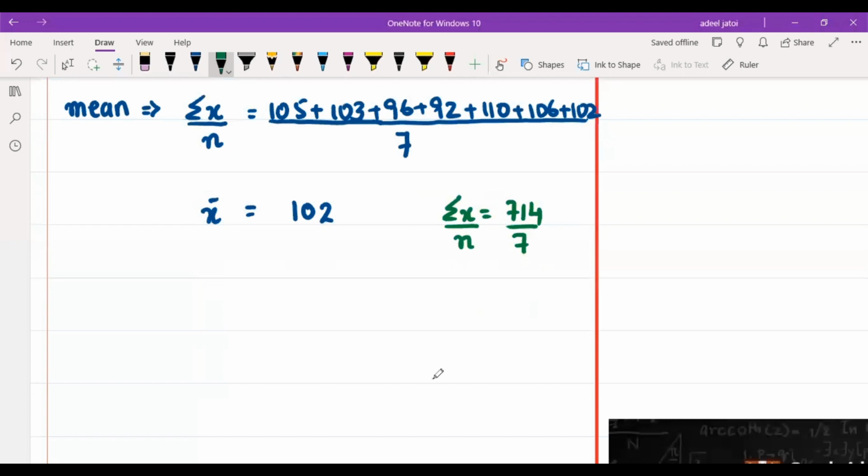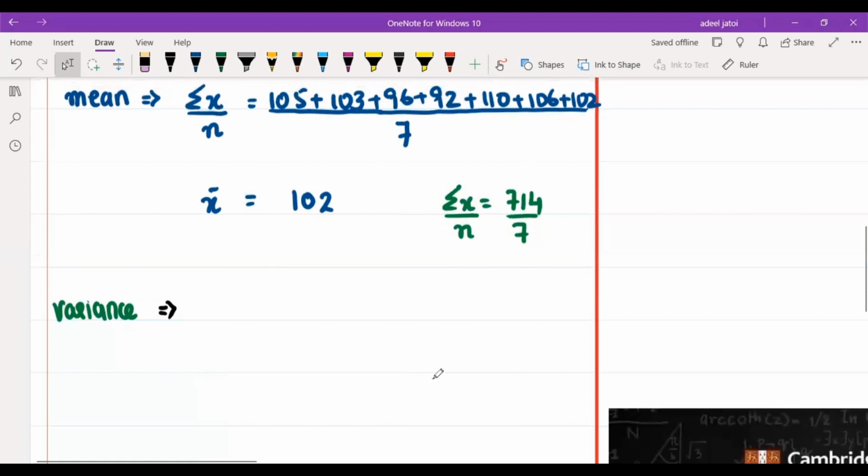Now, the other thing is the variance. What is variance? Variance is basically how much your data is scattered or spread. To calculate this, you should understand the formula: summation of x square upon n minus mean square. Summation of x square upon n minus mean square will give me my variance.